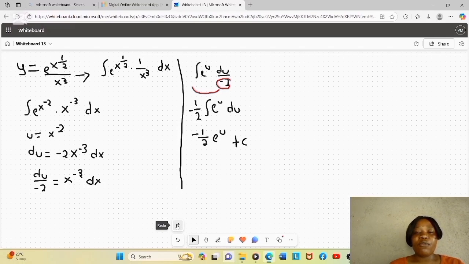Then from here we're going to substitute u with x raised to the power minus 2. Then our final answer will be negative 1 over 2 e to the power x to the power minus 2 plus c. That is our final answer.